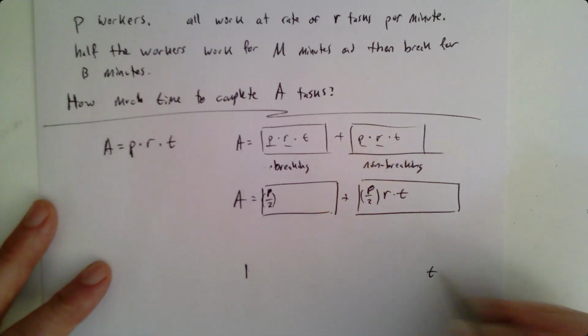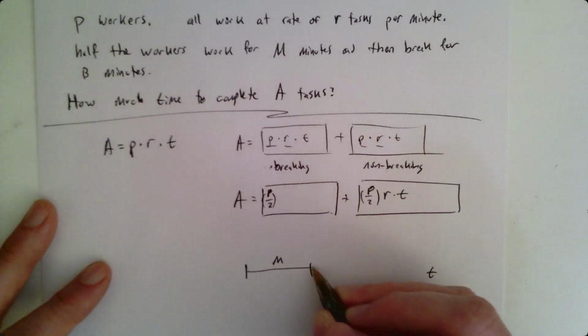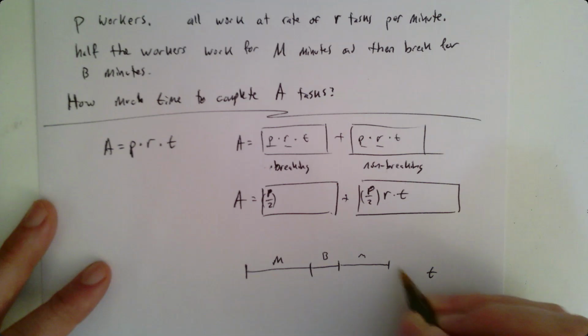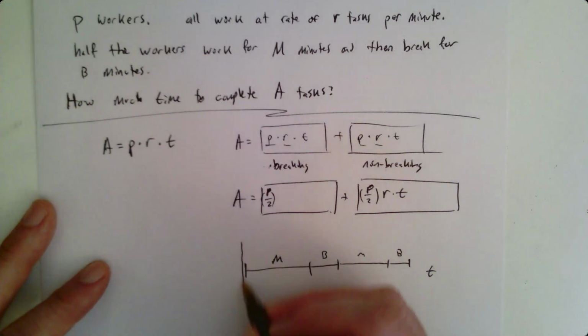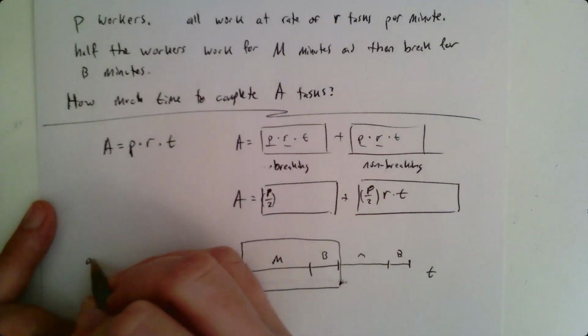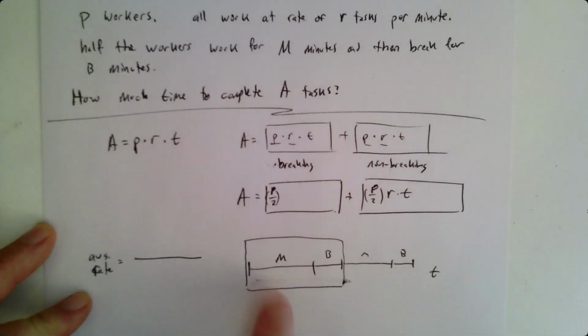This is going to be kind of a time axis here. So they're going to work for M minutes, and then they're going to break for B minutes, and then they're going to work for M minutes, and then they'll break for B minutes. So if I want to figure out the average rate, I need to think about how much total work gets done in that time interval, and how much time it takes. So let's write average rate equals total amount of work divided by total time. Well, the total time is just M plus B minutes.